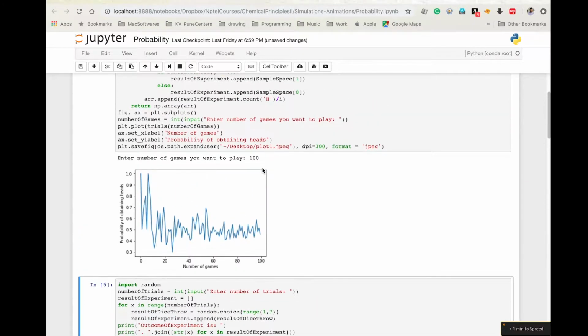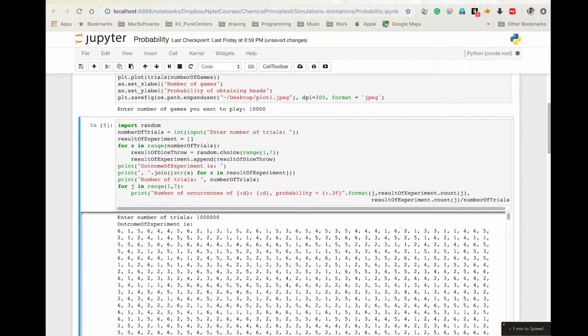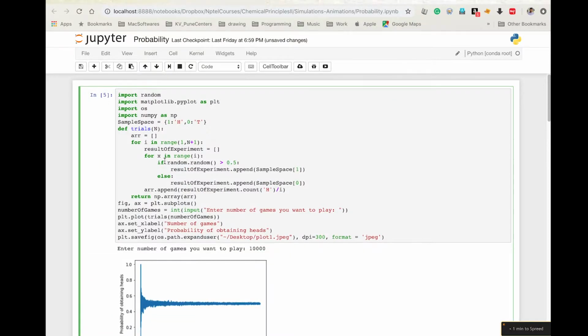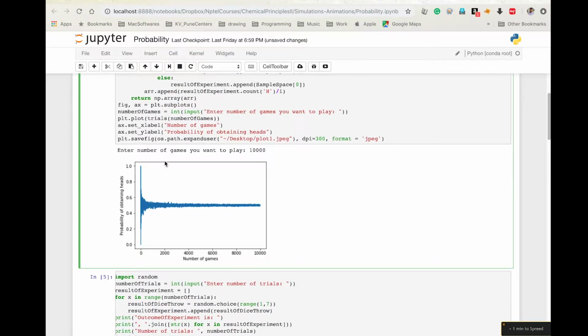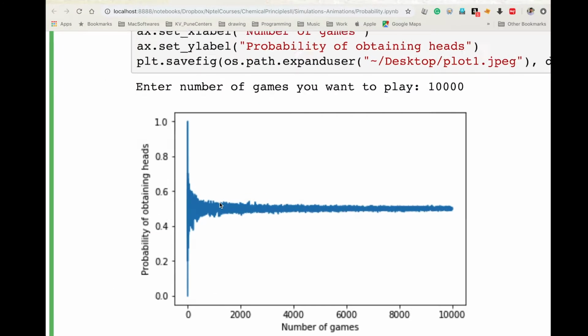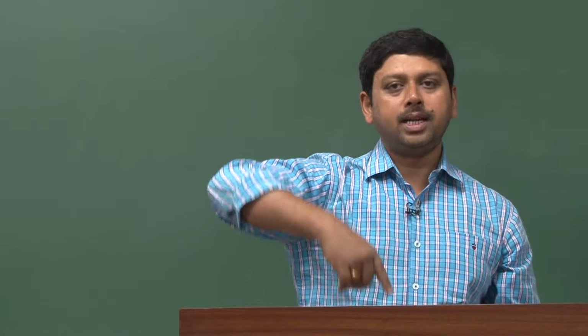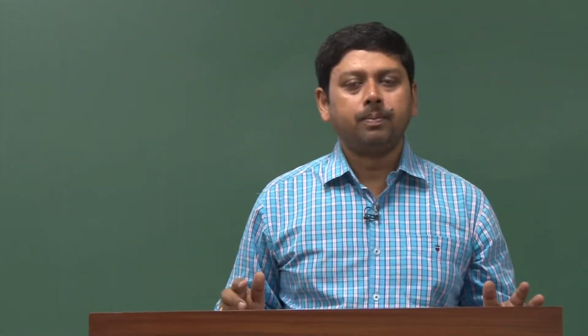So, let us do now 10,000 times, and you see that the probability has converged to a value of 0.5. You can see that, right. So, this is the 0.5 value and it has converged to 0.5 after oscillating above and below 0.5. So, you see this is called the law of large numbers.